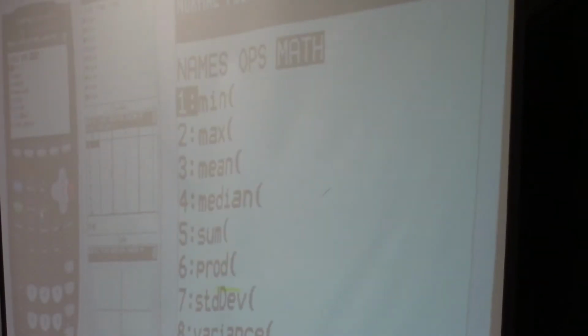I'm going to hit second stat, arrow over to math, and get this sum button. Which list should I sum, Dave? L2. I'm going to sum L2, so I'll hit second 2. And when I do, this sum is 1.017. I'll hit the light so we can see that.